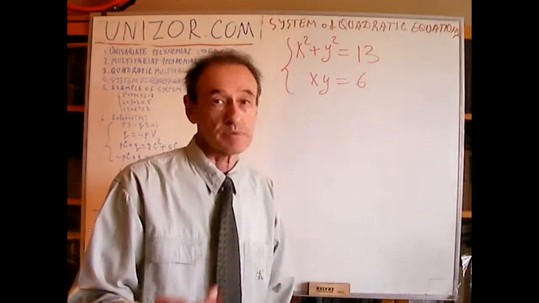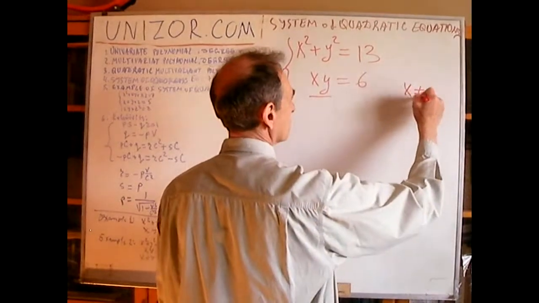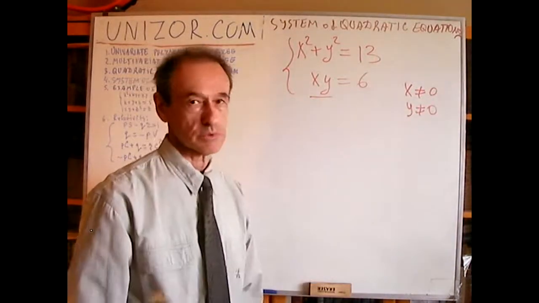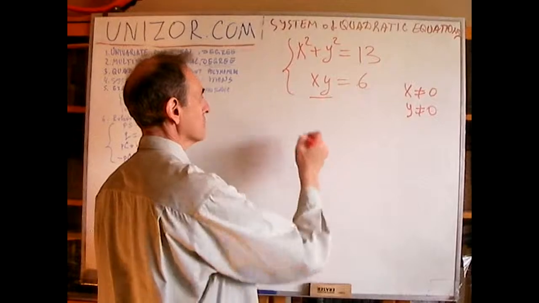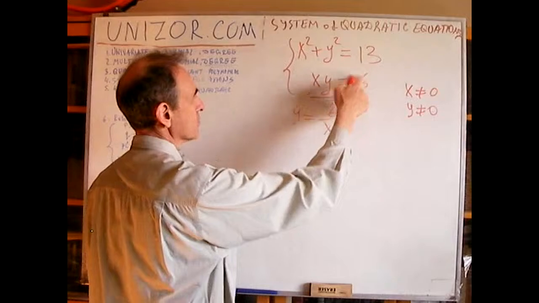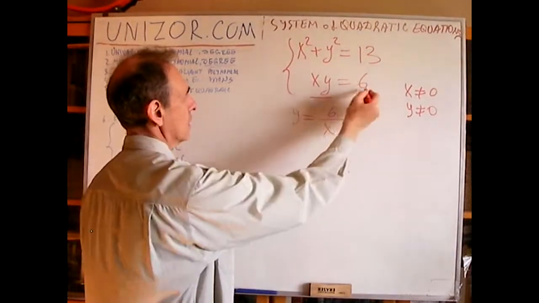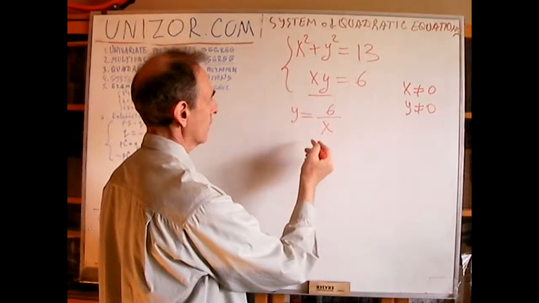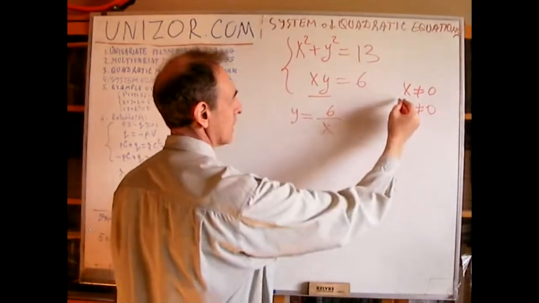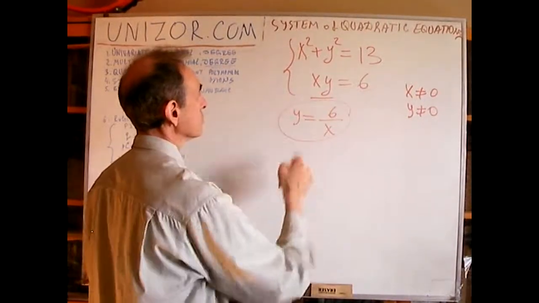Let me try to do the substitution. Maybe it will work. First of all, I have to observe that x is not equal to 0 and y is not equal to 0, because otherwise their product would not be equal to 6. If that is true, then I can express y in terms of x from this particular thing. I divide by x, left and right, so I have y on the left and 6 over x on the right. And x is not equal to 0, so this is fine, no problem. And then I can substitute this into the first equation.